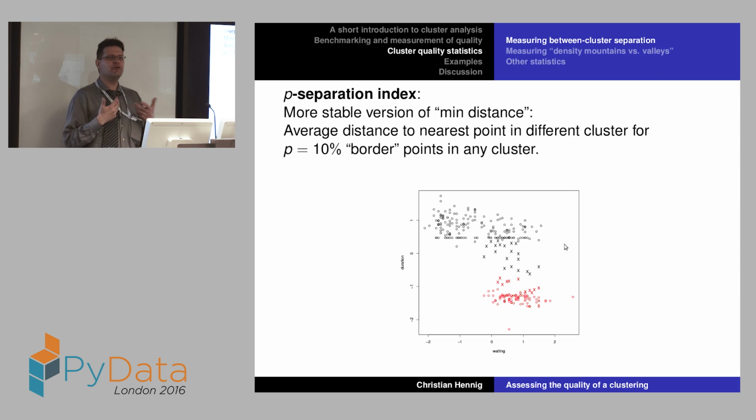So basically, both of these are kind of extreme, and I wanted to come up with a compromise between them. So this I call p-separation index. Here I look at the 10% points in any cluster that are closest to the other cluster, by which I mean have the minimum distance to their closest point in the other cluster. And then I compute the average distance of these, and that gives me a separation index. So here that would be the points that are marked by crosses.